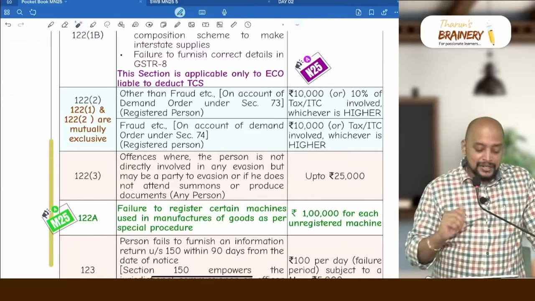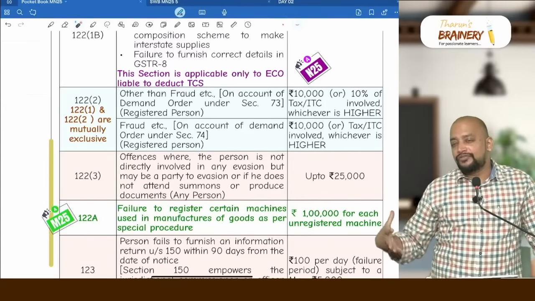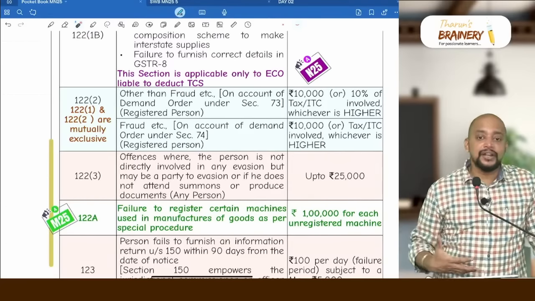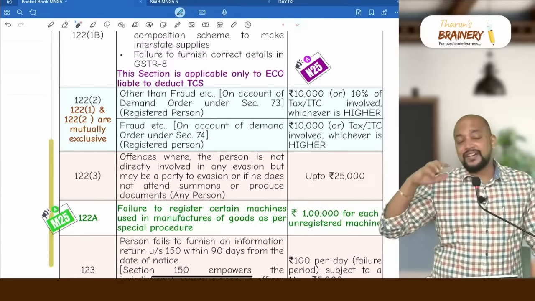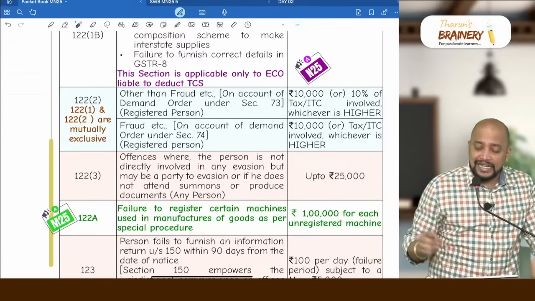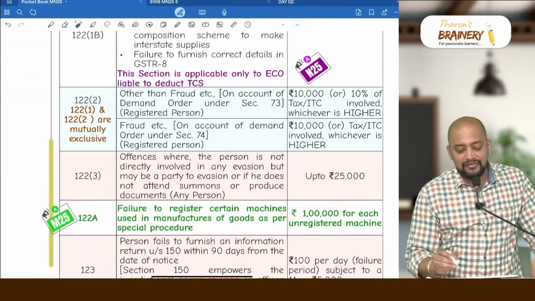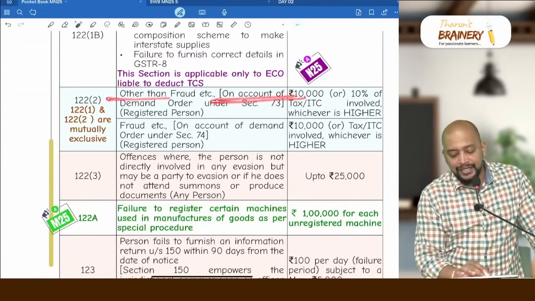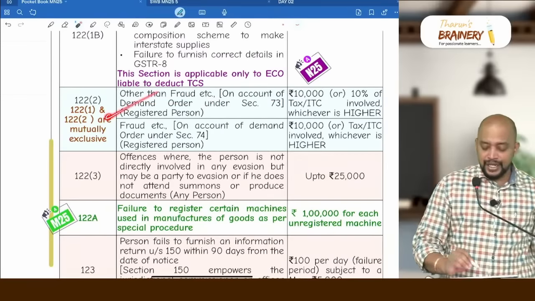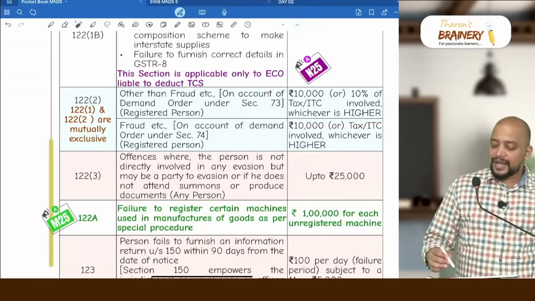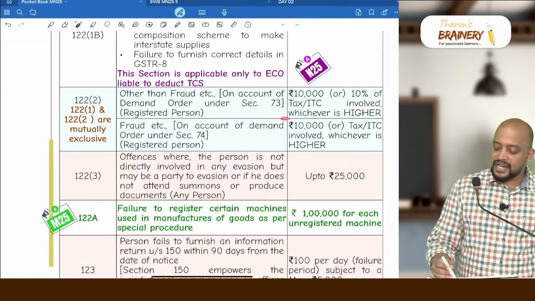Okay, in 5 cases. So in these 5 cases also, if it is on account of fraud, collusion, willful misstatement, suppression of facts, or contravention with an intent to evade payment of tax, then it will be 74. If it is other than fraud, meaning you don't have intention to evade, then it will be 73. And in case of 73, that is other than fraud, no intention to evade, the demand order will be under section 73. It is on the registered person. What will be the penalty? Penalty will be 10,000 or 10% of tax or ITC or refund, whichever is higher.